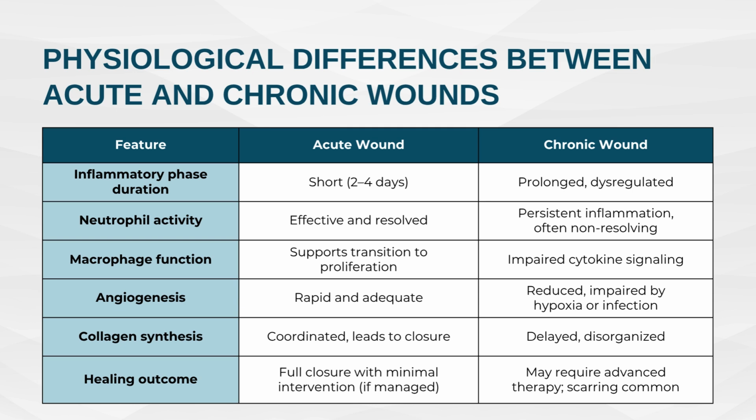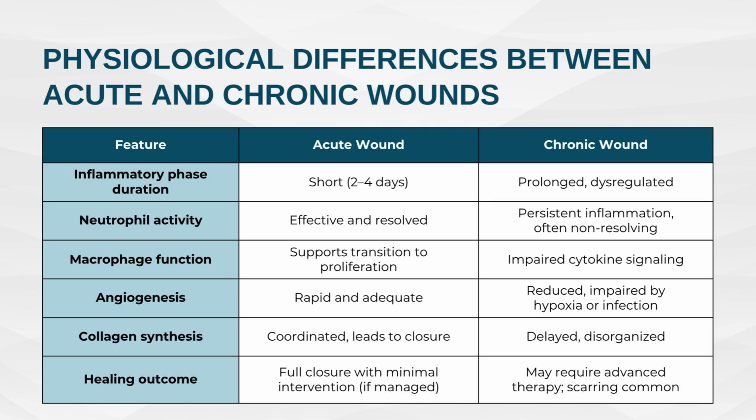But in chronic wounds, this system breaks down. Inflammation is prolonged and ineffective, often due to persistent infection, ischemia, or systemic disease. Macrophage function is impaired, leading to poor cytokine signaling. Angiogenesis is weak, reducing blood flow and oxygen delivery. Collagen production is disorganized, leading to fragile, non-healing tissue.